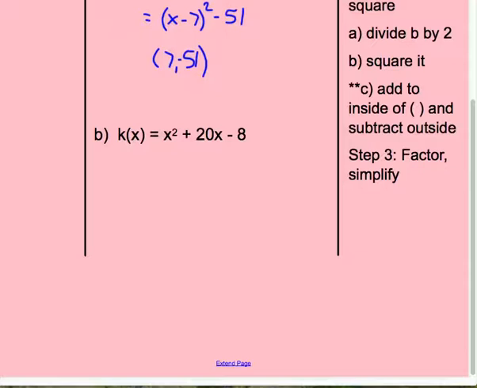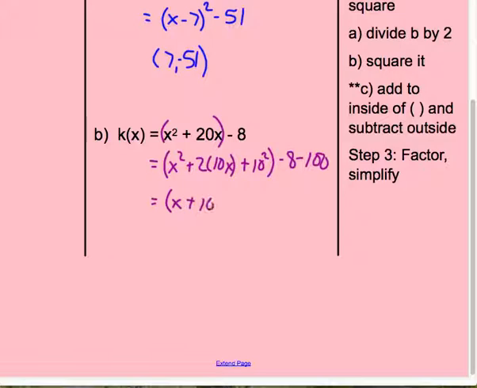And one more. Separating our x terms, completing the square, cutting our b value in half, squaring it and adding it inside and subtracting it outside. Factoring, the x plus 10 drops down, negative 108 on the outside. So our vertex is negative 10, negative 108.